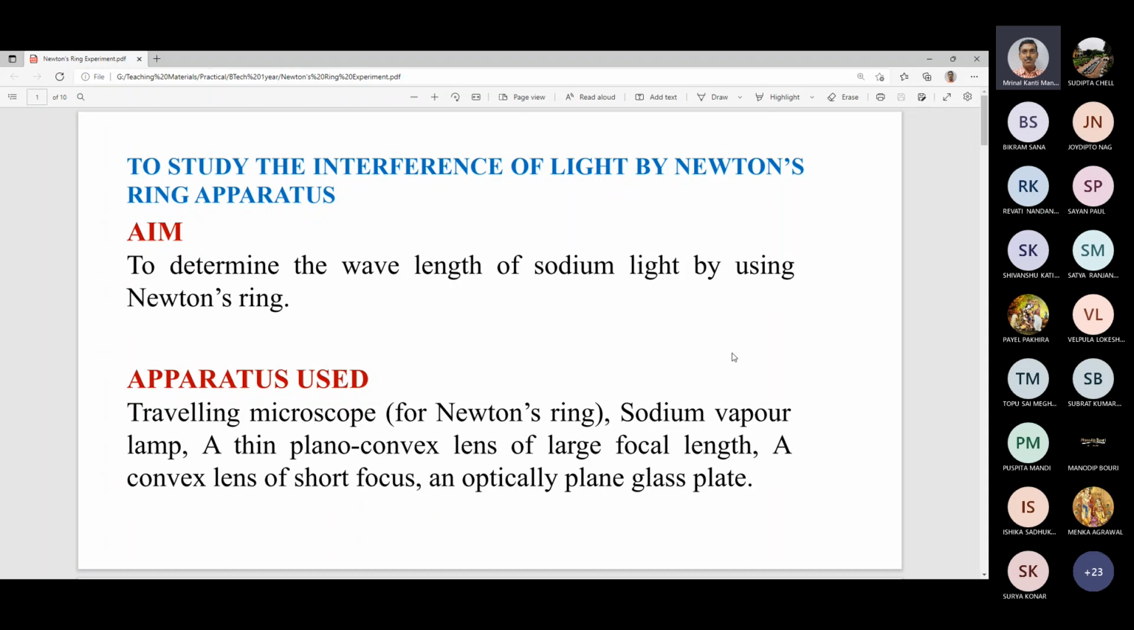Now today we will discuss how to study the interference of light by Newton's ring experiment. So what is the aim of the experiment? To determine the wavelength of sodium light by using Newton's ring. So you need to calculate the wavelength of the light by using this Newton's ring experiment.